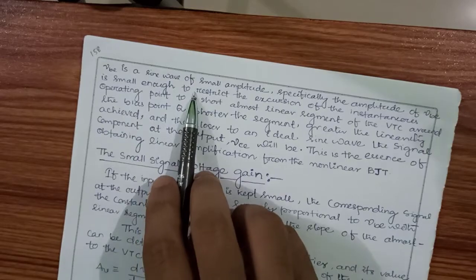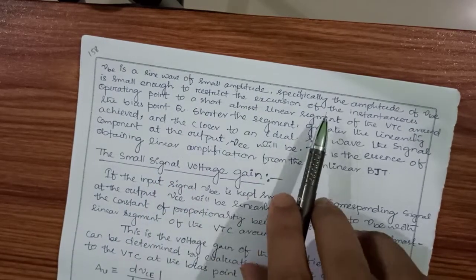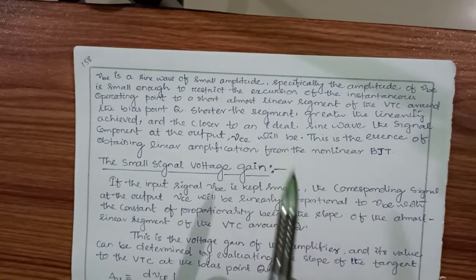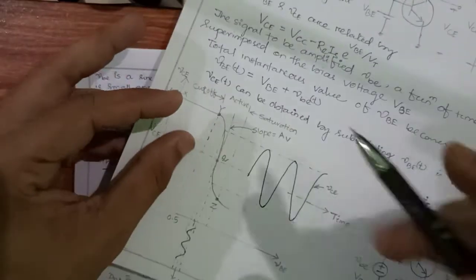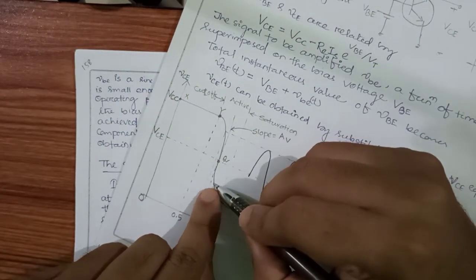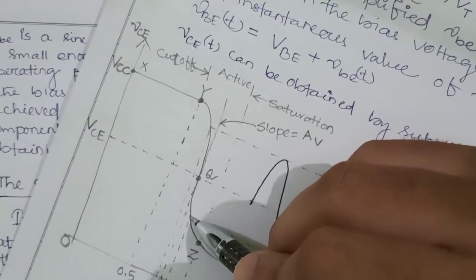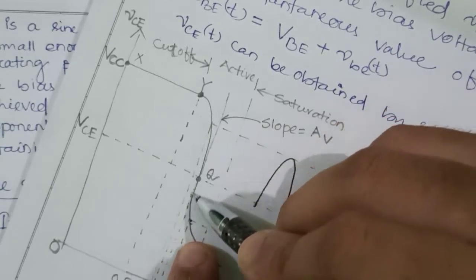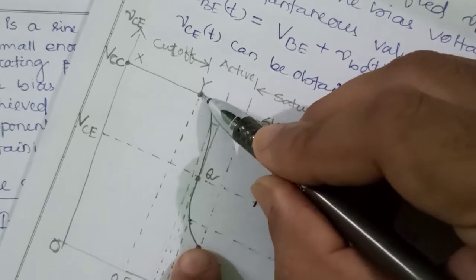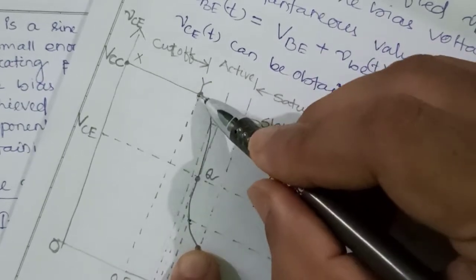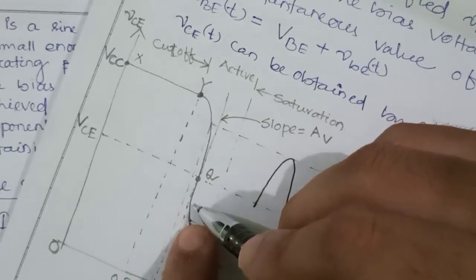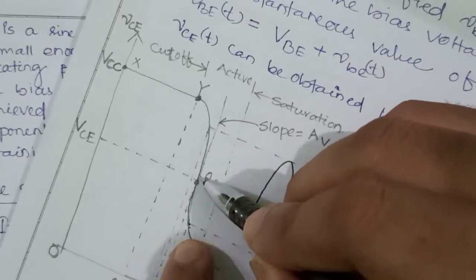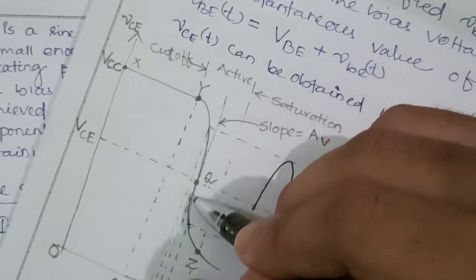So our vbe is a sine wave whose amplitude should be very small, so that we can restrict the excursion of the instantaneous operating point to a short, almost linear segment. Means if I take this small segment, you see from here, let me zoom this one. From here to here, my characteristic looks like a bit of a straight line or not. But if I take from Y to Z, if I take my vbe from here to here, then it is a non-linear characteristic. But for a very small range, for this small distance, it looks like a straight line, as compared to this curvy line.